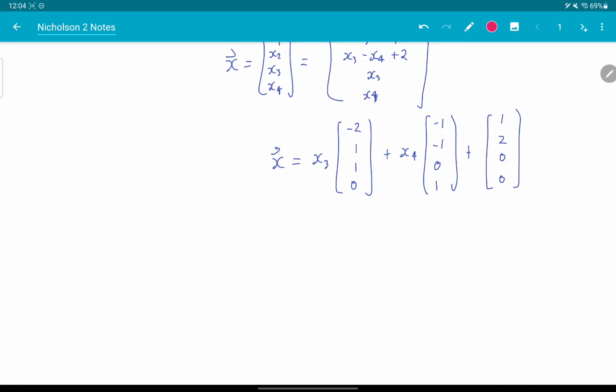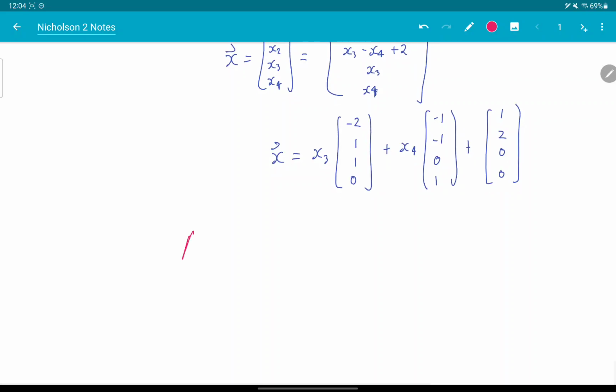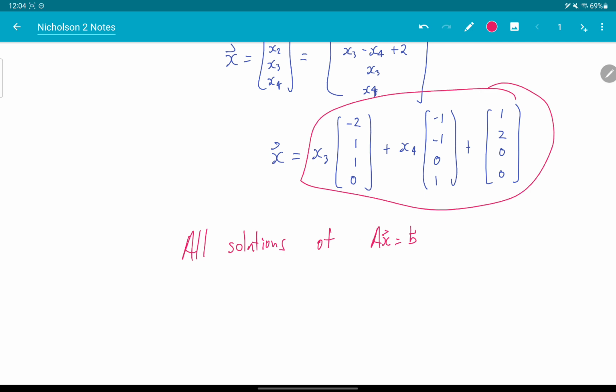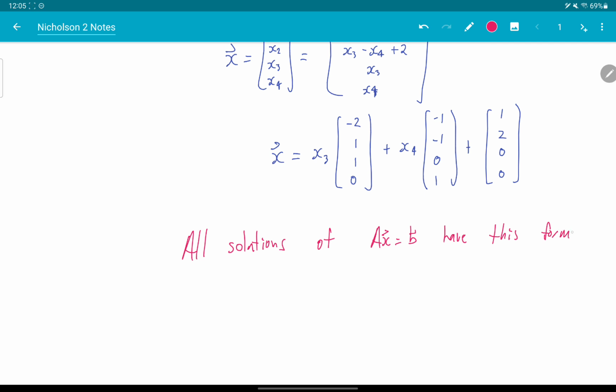So what have we found? Well, we found that all solutions of AX equals B. Okay, so if you want to solve this equation and find x, here it is. Every x that works here has this form here. And by this, I mean the right-hand side of that equation.